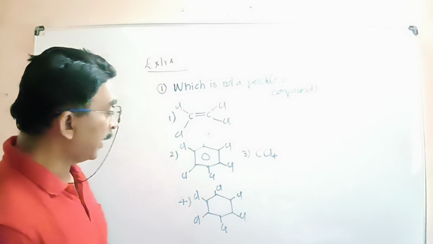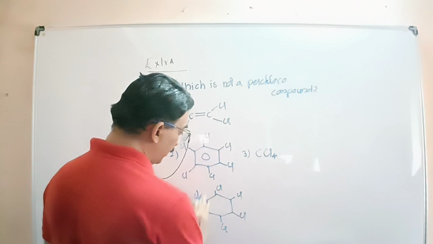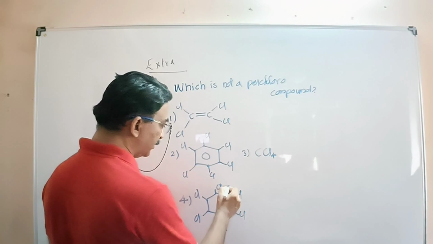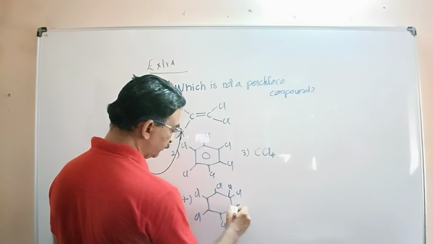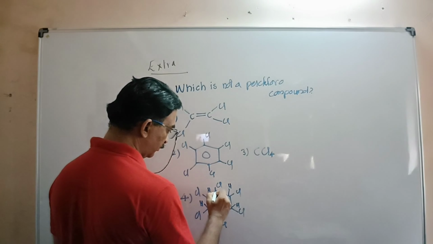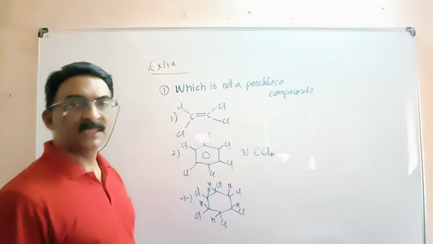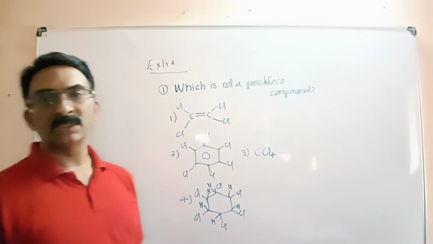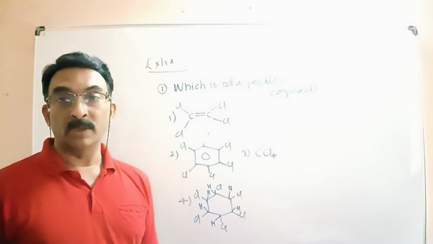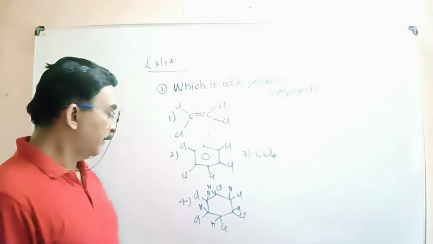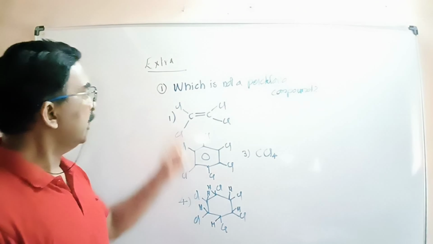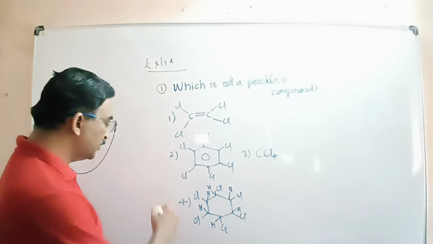Remember, as it appears from the image, it is not without hydrogen. You know, at every corner there is one hydrogen also. So it cannot be considered as a perchlorocyclohexane compound. If it were perchlorocyclohexane, there would have been 12 chlorine and no hydrogen. Okay. But this is having 6 hydrogen and 6 chlorine. So it is not a perchloro compound. So our answer for this question is 4.